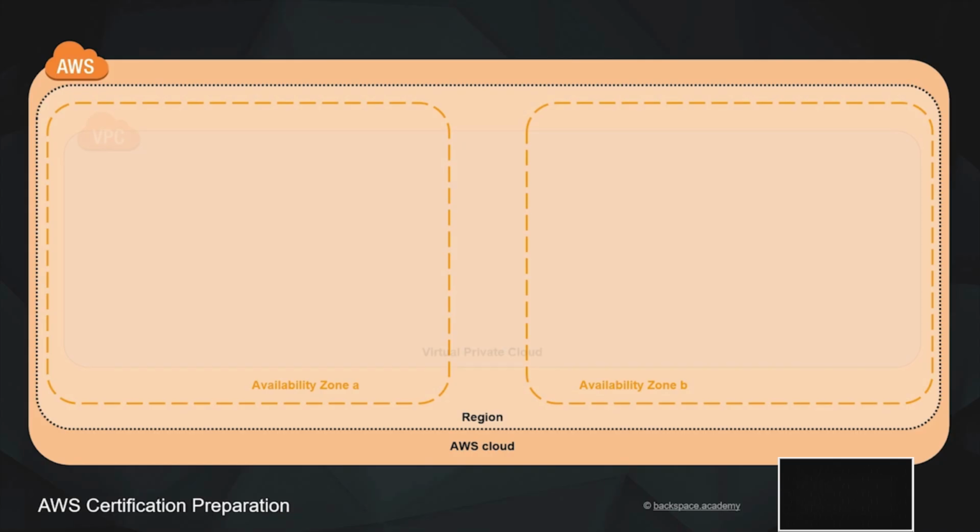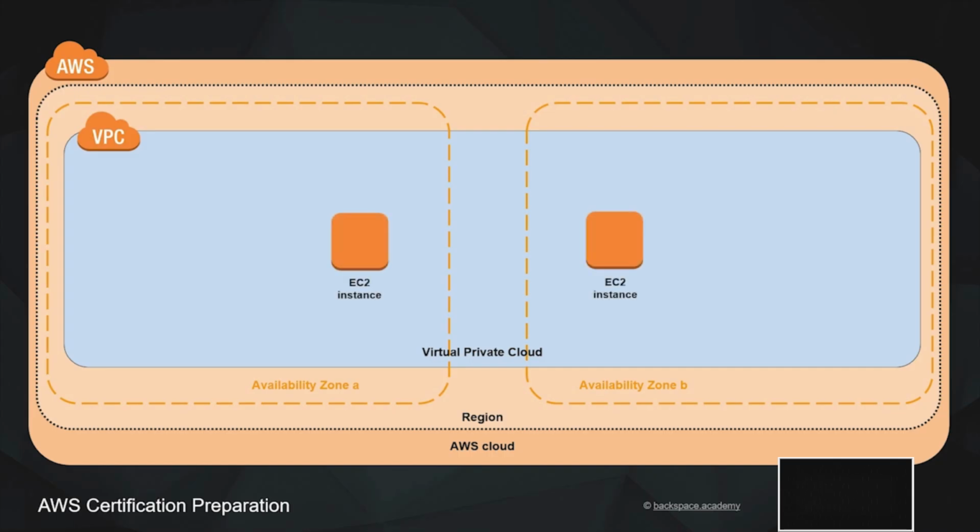Now, our virtual private cloud will span the entire region, so it will span multiple availability zones. And so what we can do is launch instances into both of those availability zones, and that's going to give us high availability if one of those availability zones goes down.